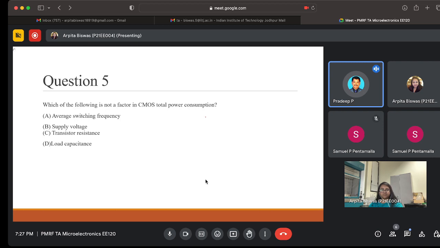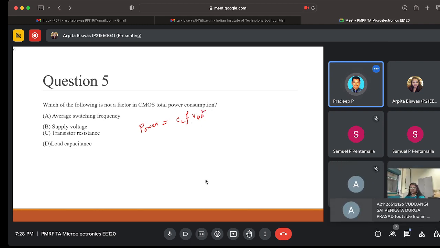The total power consumption is due to static power consumption, dynamic power consumption, and short circuit power consumption. In static, it is VDD multiplied by ID, so supply voltage comes in. For dynamic, it is CL VDD square alpha into F. In that, frequency and load capacitance are covered, and switching frequency also. Even for short circuit there is no resistance component. That's why the factor that is not part of CMOS total power consumption is transistor resistance.